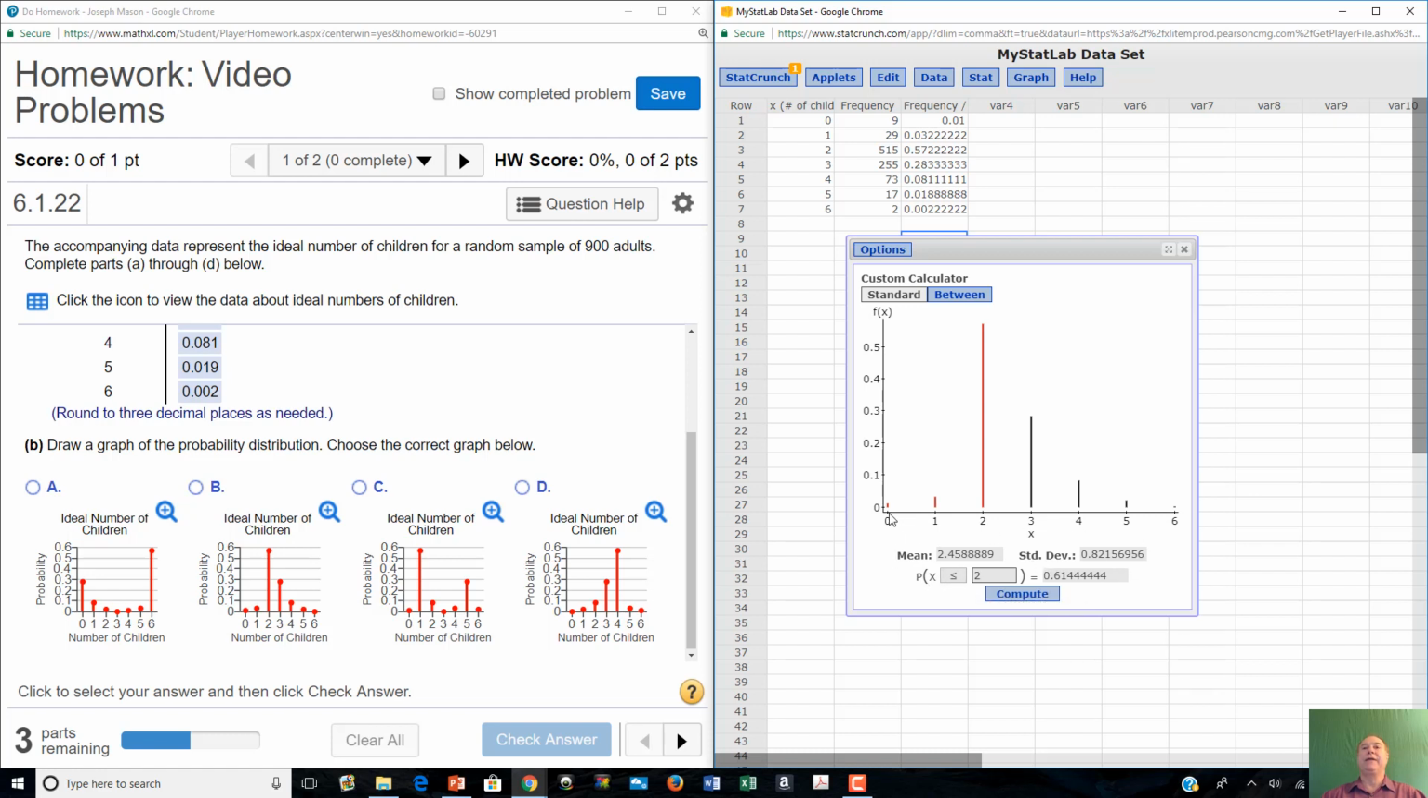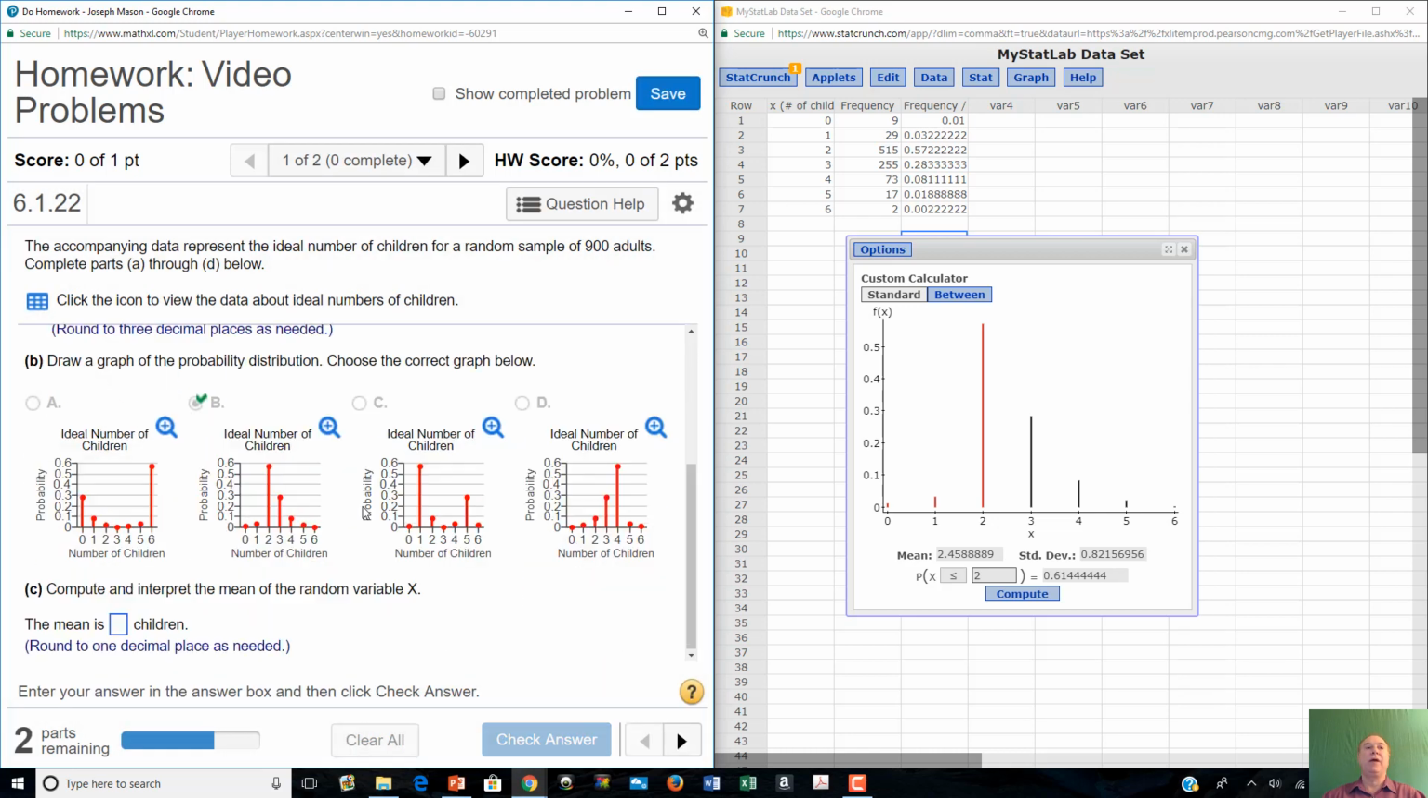So let's see. It's small, a little bigger. 2 is the largest, 3. So let me look at this. Well, 2 is not the largest here, so that throws A out. 2 is not. So just looking at this, 2 has the largest. So that means it's going to have to be B, because B is the only one with 2 largest. And if I look at the rest, they look pretty good. Okay. So then I check my answer. Did well. Now, compute and interpret the mean of the random variable X. Well, like I said earlier, the mean was right down here at the bottom.